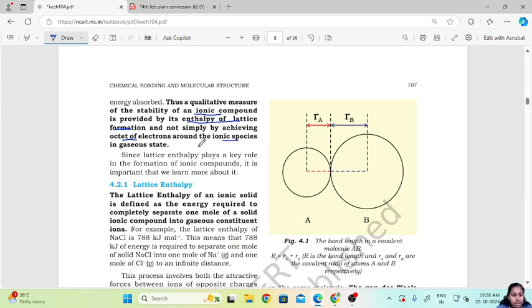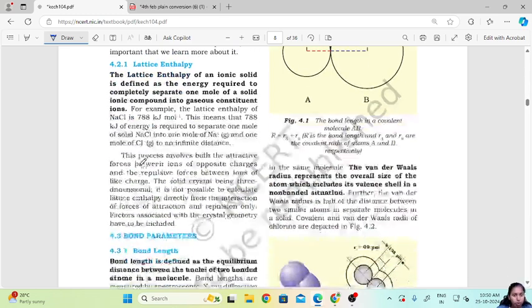Since lattice enthalpy plays a key role in the formation of ionic compounds, it is important. Everywhere in this concept we have learned that lattice enthalpy plays an important role, so it is important for you all to know what lattice enthalpy is. So the next concept is lattice enthalpy.